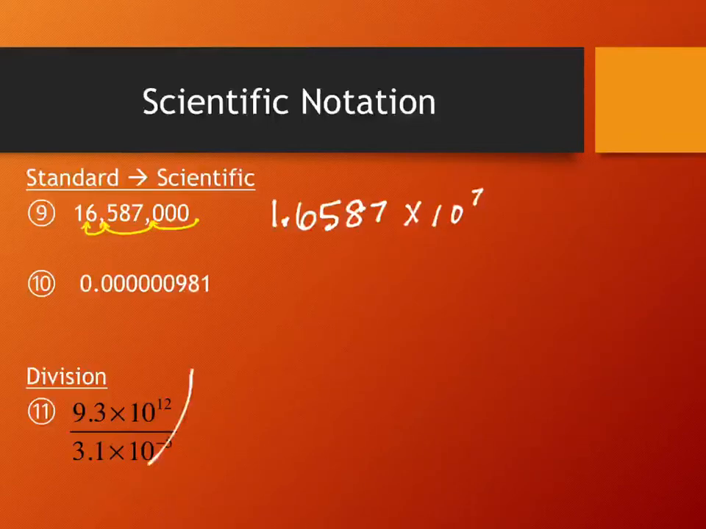So I would do 9.81. That's my value that's between 1 and 10 with the numbers I'm given. It's times 10 to a power. And I'm going to count. So this is 2, 4, 6, happens to be 7 again. But was my value that I was given rather small or large? It's very, very small. So my exponent should be negative. Small number, negative exponent.